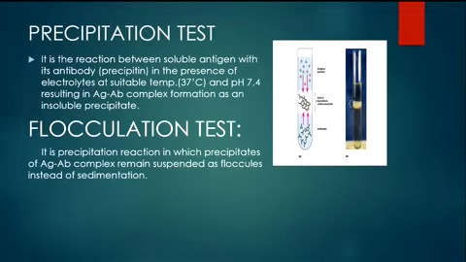Now the precipitation test: it is the reaction between soluble antigen and its antibody, which is termed precipitin, in the presence of electrolytes at a suitable temperature of 37 degrees Celsius and pH 7.4, resulting in antigen-antibody complex formation as an insoluble precipitate. So you can see here the antigen is in the soluble form. When it reacts with the antibodies, it forms an antigen-antibody complex, which is an insoluble precipitate.